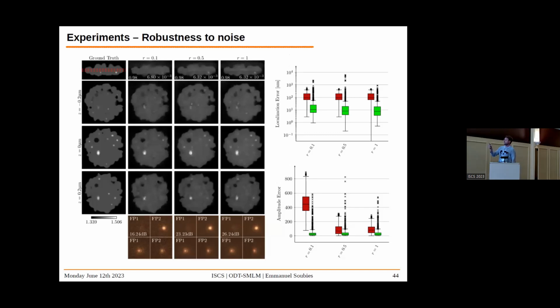When it is small, there is higher noise. When it is large, okay. And in the bottom, we have some examples of data. So we see that it is quite robust to noise.